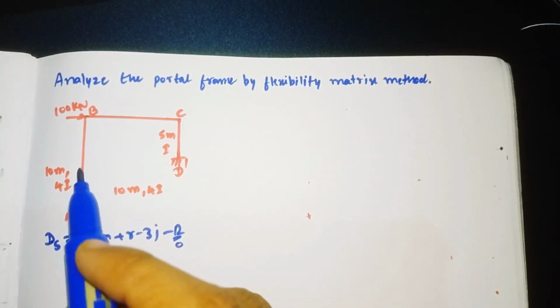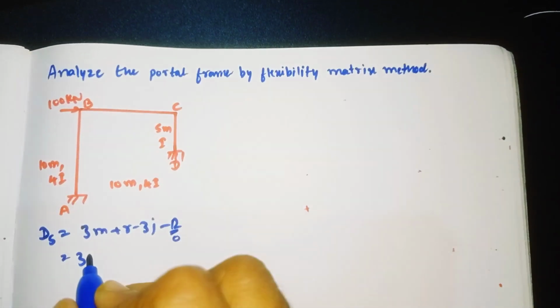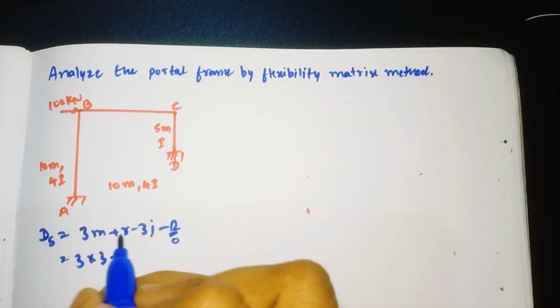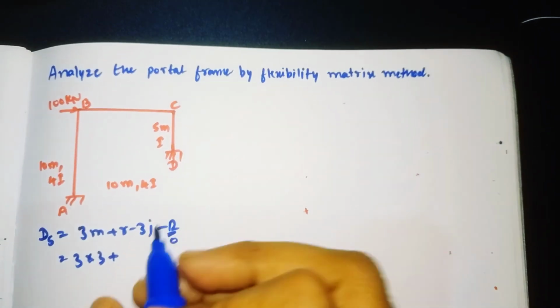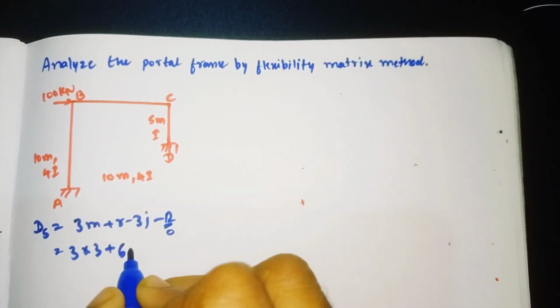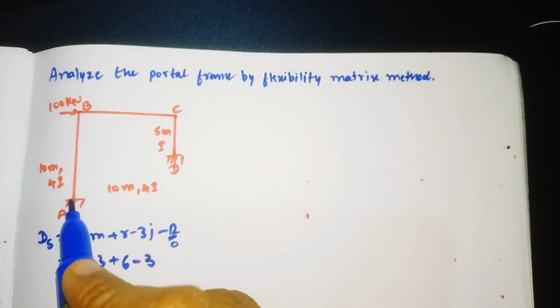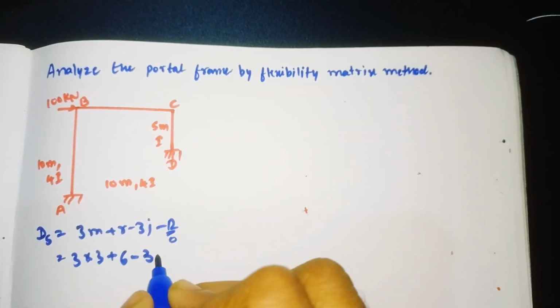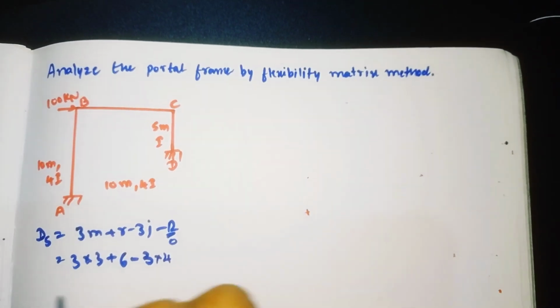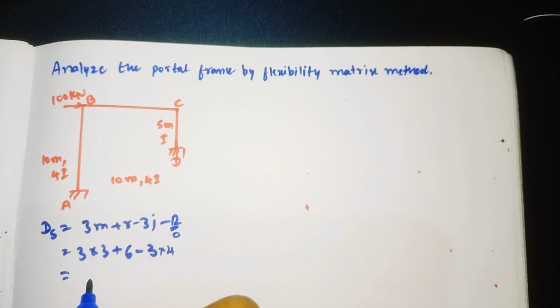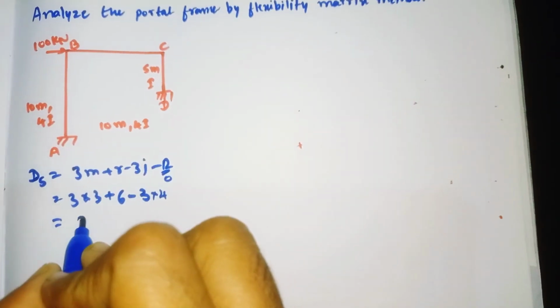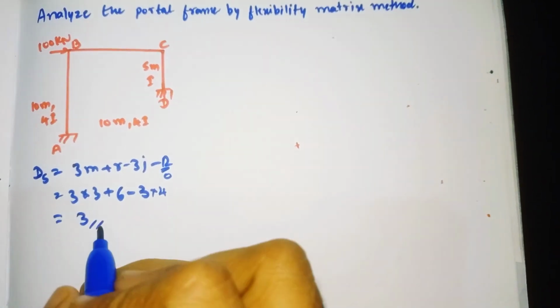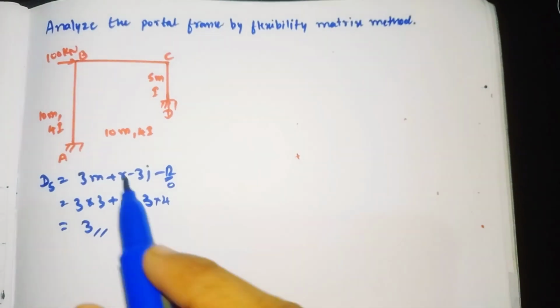3 into how many members? Members are 1, 2, 3, so 3 members. 3 into 3, plus how many reactions? Here 3 reactions, here 3 reactions, total 6. Minus 3 into how many joints? 1, 2, 3, 4. Number of joints is 4. So now solve it, DS will come out as 3. So 3 means we have 3 redundants in this problem.